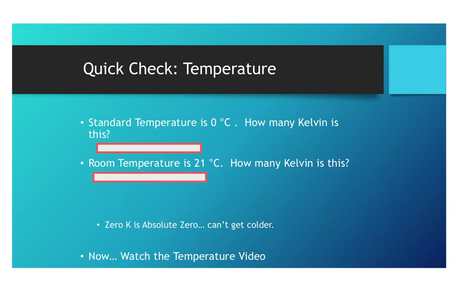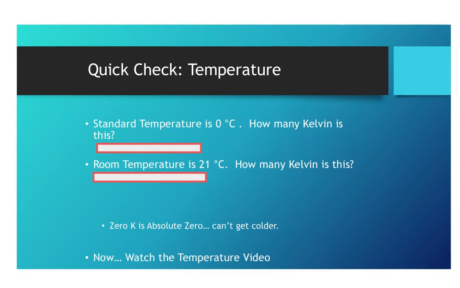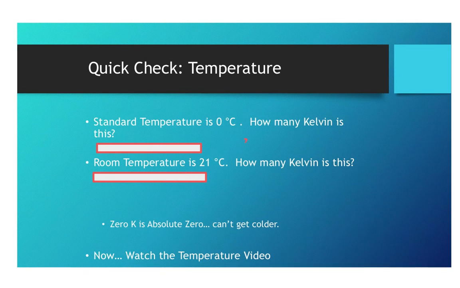All right, here are a couple of quick checks on temperature. First of all, it says standard temperature is 0 degrees Celsius. How many Kelvin is this? Take a moment, use the information on the previous slide, and figure that out. All right, so how do we figure this out? Well, we've got 0 degrees Celsius, and to get to Kelvin, we have to add 273. So the answer should be 273. Let's check. Sure enough, I was right.